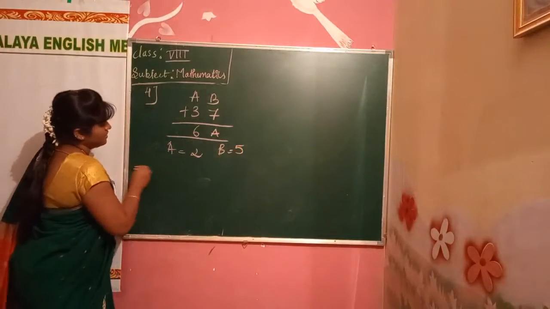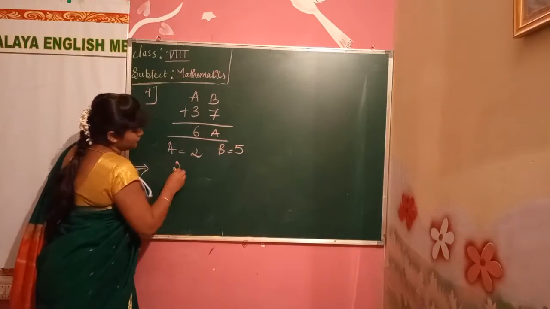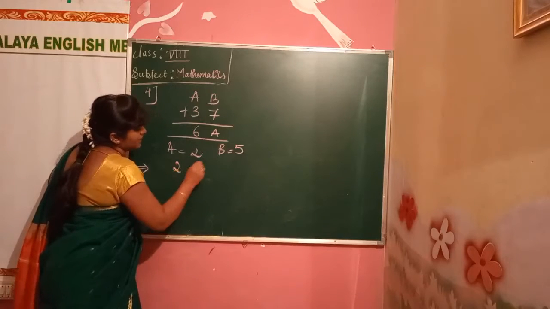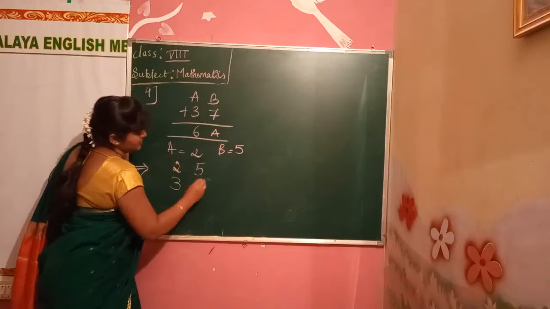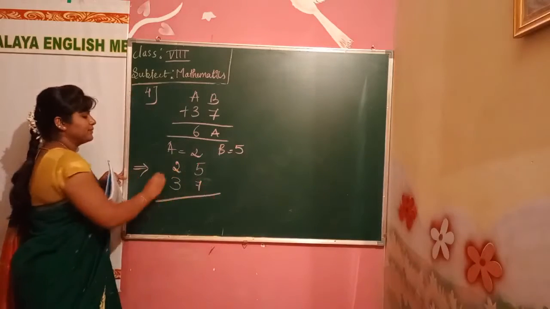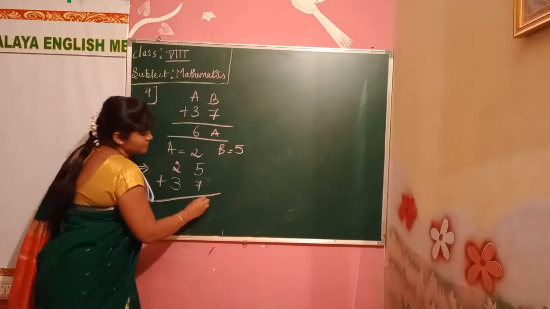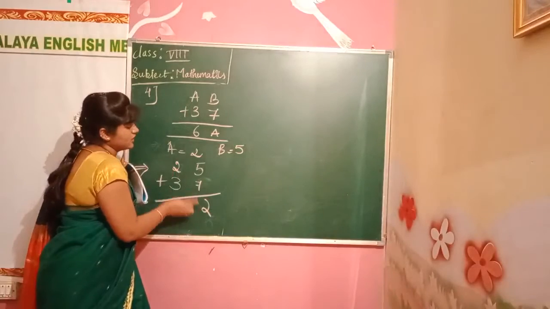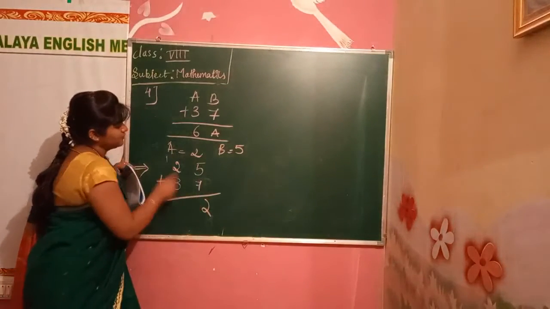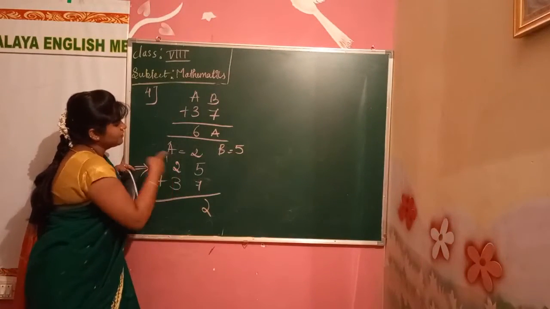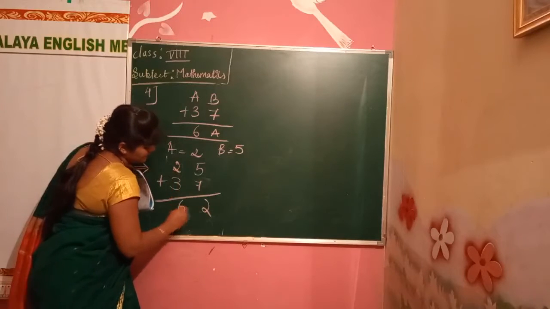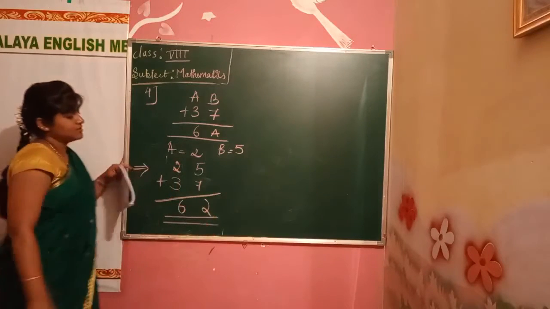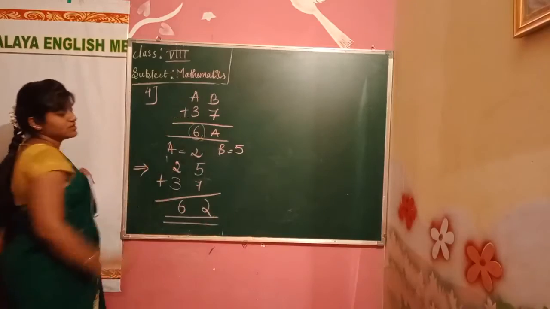Okay, now a is equals to 2, b is equals to 5, 3 7. Now add 5 plus 7 will be 12. We got the same answer. Yes, this holds. Okay, so carry 1 here. 2 plus 3 will be 5. 5 plus 1 will be, yes, 6.